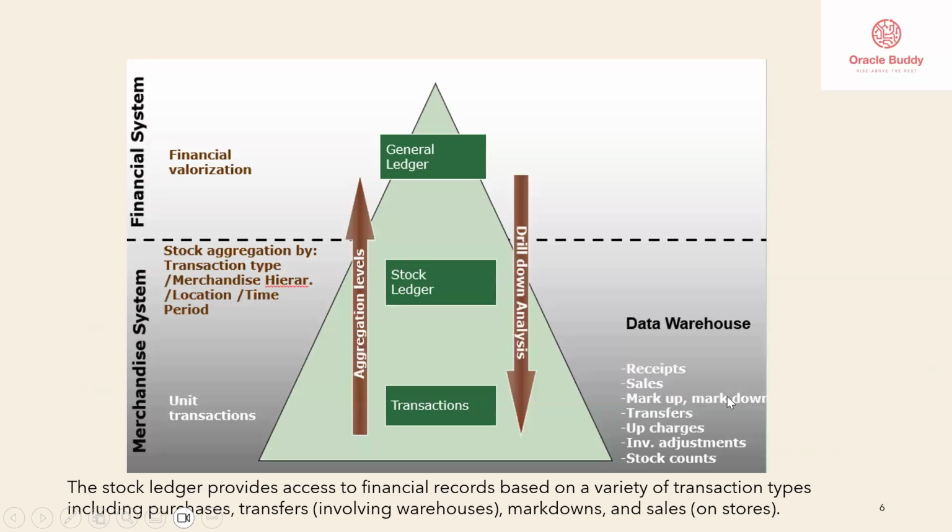So the stock ledger provides access to financial records based on a variety of transaction types, including purchases, transfers, markdowns, and sales. These are the transaction levels, and then they are aggregated to the stock ledger levels like daily data, week data, and month data roll up, and then posted to the general ledger. Stock aggregation can be done by transaction type, merchandise hierarchy, location, time, and period.